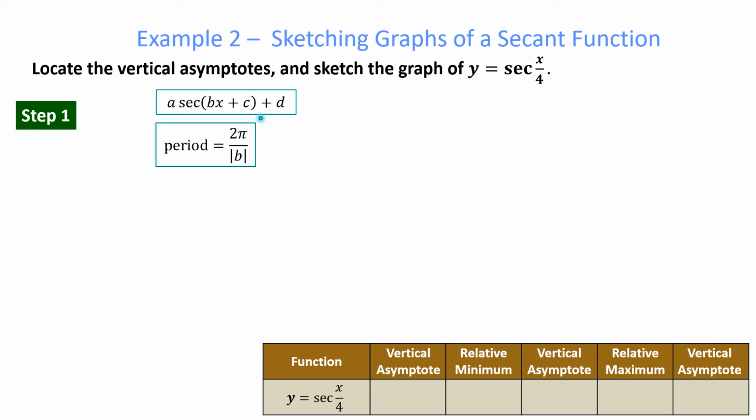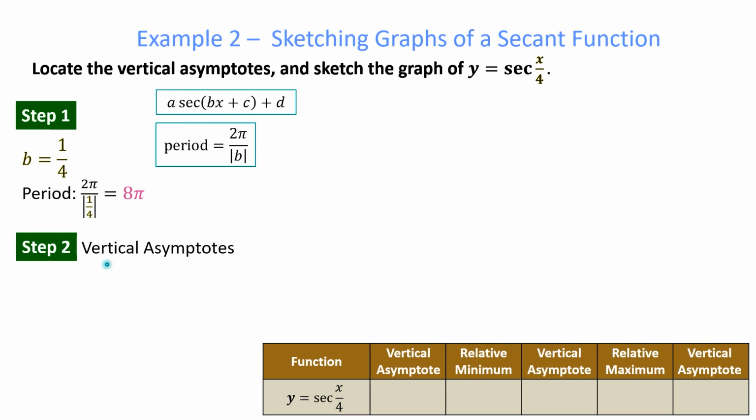Now from the general form we can see x over 4 tells us that b is equal to 1 over 4. So we make a comparison between the general form and the function given over here, and b equals 1 over 4. Because b equals 1 over 4, we can substitute into this formula here, and this will give us 2 pi over the absolute value of a quarter, and this will simplify to give us a period of 8 pi.